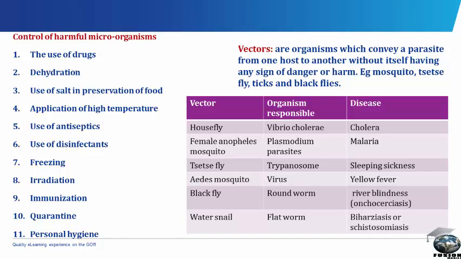Tsetse fly, the organism responsible is the Trypanosome, while sleeping sickness is the disease carried. Aedes mosquito, the organism responsible is a virus, and yellow fever is the disease incurred. Black fly, the organism responsible is the roundworm, and river blindness, also known as onchocerciasis, is the disease imputed to the black fly. The water snail, the organism responsible is the flatworm, and the disease imputed is bilharziasis or schistosomiasis.